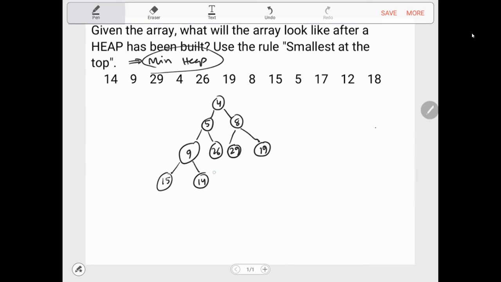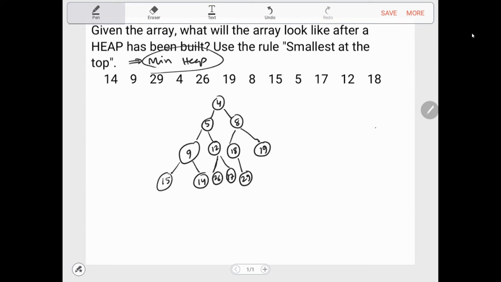Then we have 17. 17 is smaller than 26, so we swap 17 with 26. Then we have 12. 12 is smaller than 17, so we swap. And the last one is 18. So 18 comes here, but 18 is smaller than 29, so we swap. So basically that's the heap after the tree has been built.